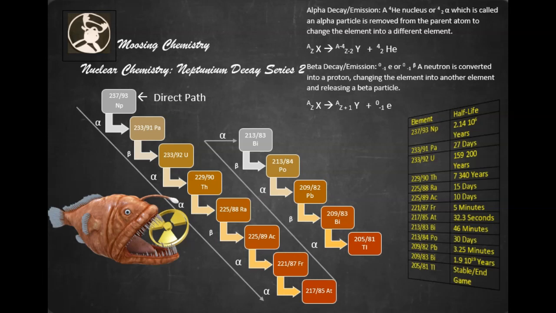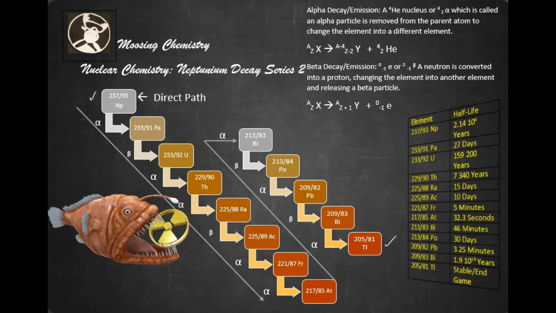This is Nuclear Chemistry Neptunium Decay Series number 2. We're going to go from Neptunium to Thallium. All right. Now, we're going to do just a slightly different route. That's why I have the Series 2 here.